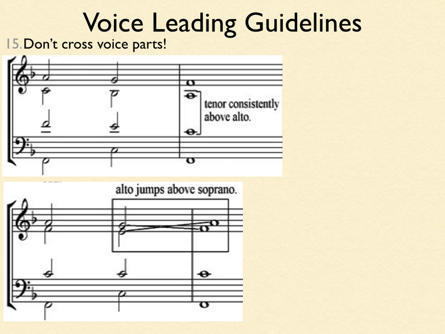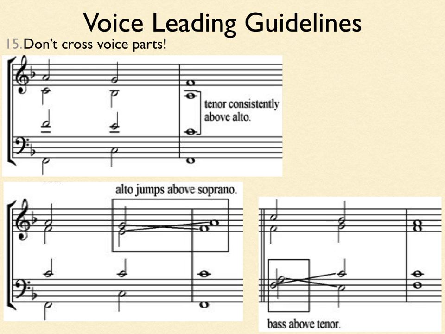Also, you can see it happens here again. The alto jumps above the soprano. So here you have the E rising up to an A, and then the G falling down to an F in the soprano. That's bad. Okay, so try to avoid that too.